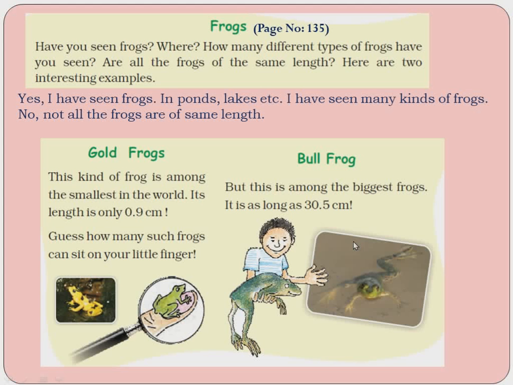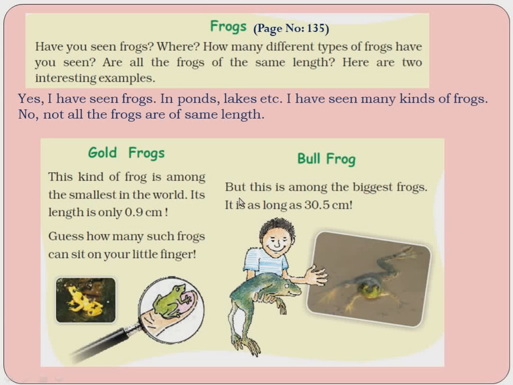Now see, here two interesting examples are given. One is regarding the gold frog and the other is regarding the bullfrog. This kind of frog is among the smallest in the world. Its length is only 0.9 centimeters. That is less than 1 centimeter. Guess how many such frogs can sit on your little finger? Now see your little finger, measure it with a scale and see how many such frogs can sit on your little finger, because it is so small.